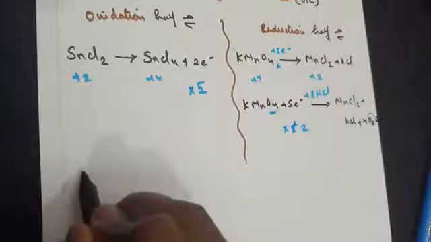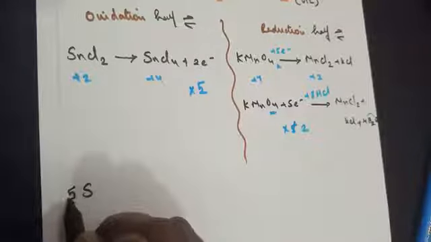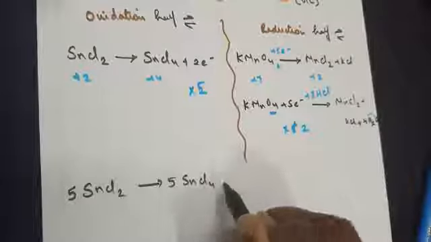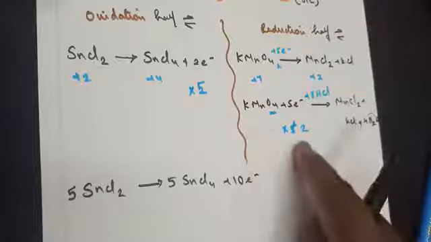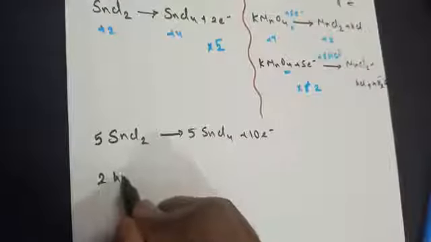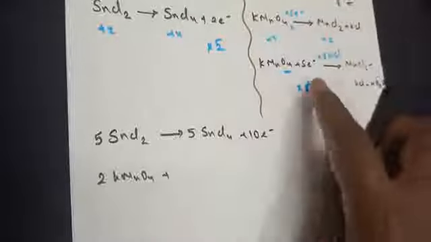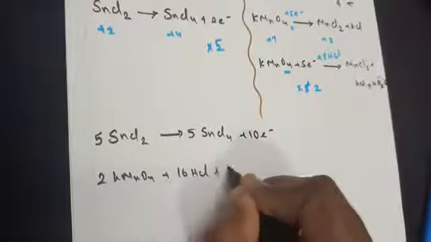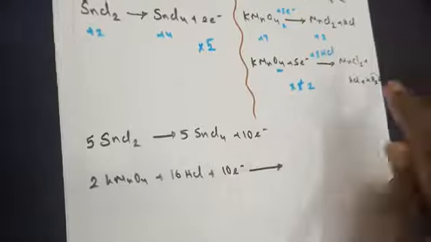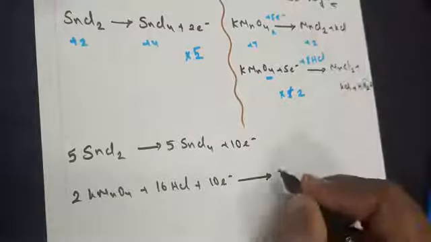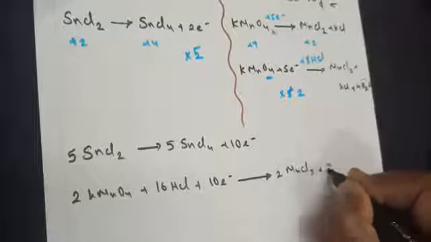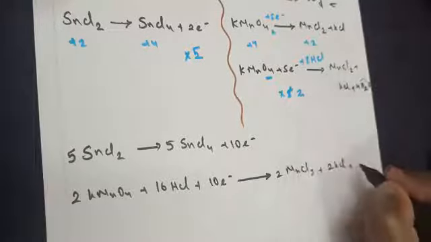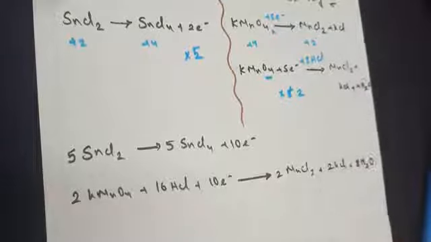So when I multiply, the new reaction that I get is 5 stannous chloride gives us 5 stannic chloride plus 10 electrons. The next step, when I multiply here, 2 potassium permanganate plus the electrons, I'll write it at the end. I'm writing 2 8s are 16 HCl plus 10 electrons gives us here, 2 is common, the whole reaction you are multiplying, MnCl2 plus 2 KCl. 2, already you got 4 water molecules, multiply with this 2. So you get 8 water molecules.